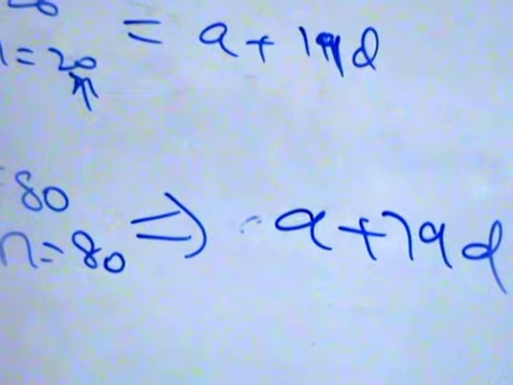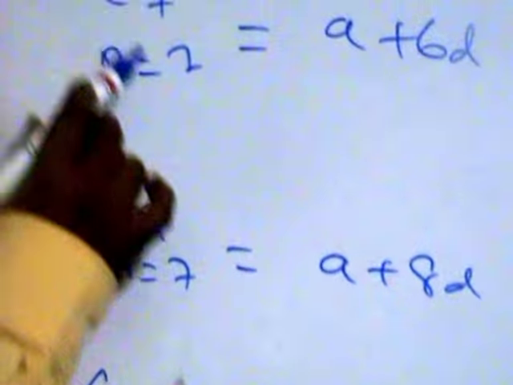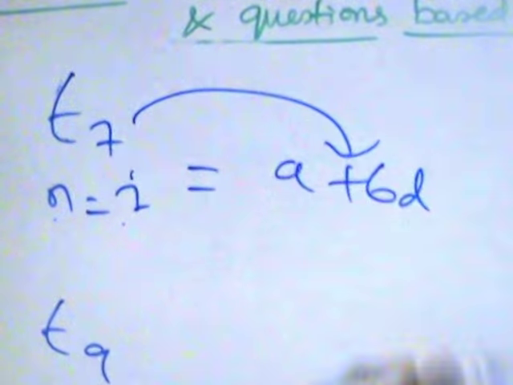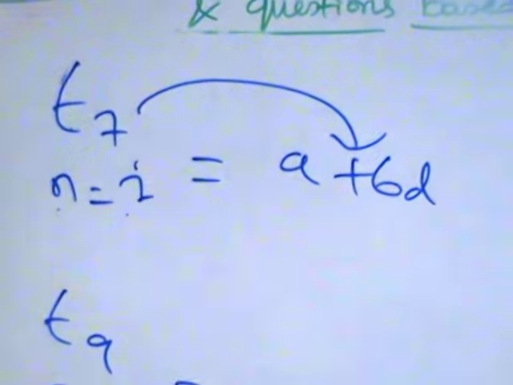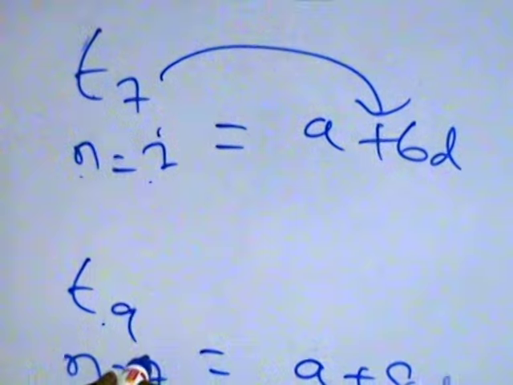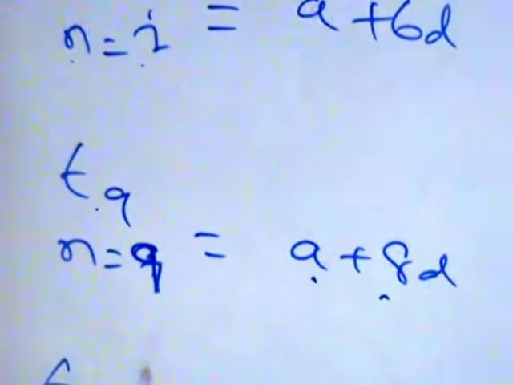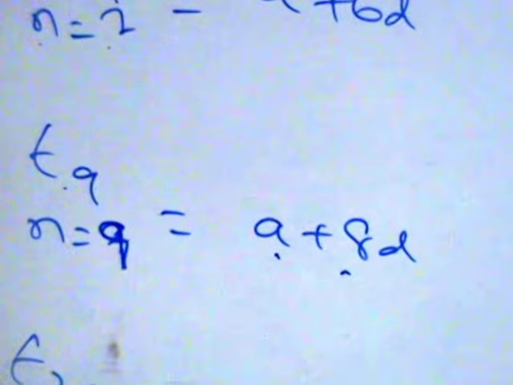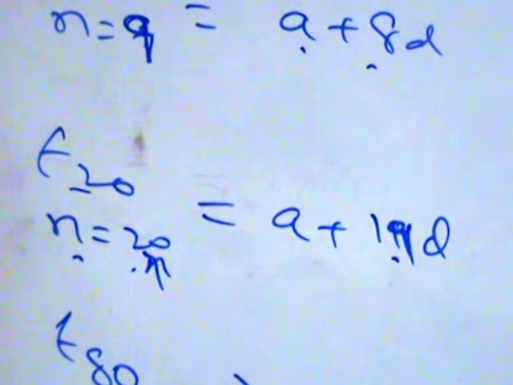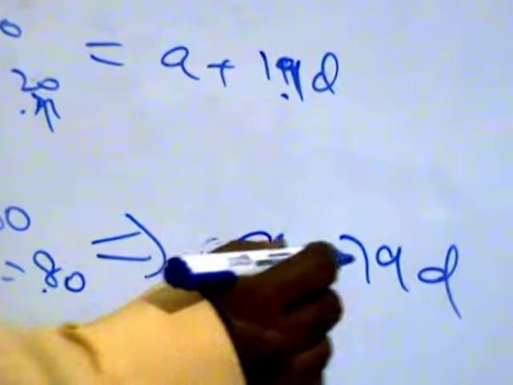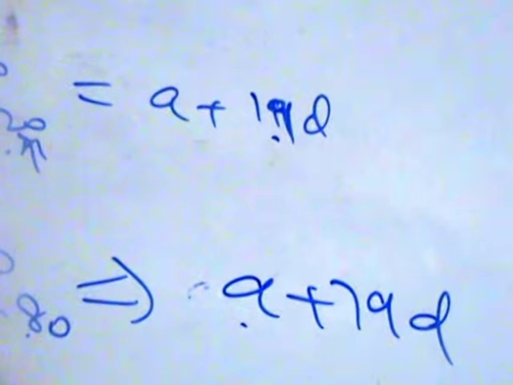Again I repeat this introduction. T7 means you must write n equal to 7. Straight away you must write the answer a plus 6d. One number you must reduce it. T9 means n stands for 9, a plus 8d. T20 means n stands for 20, you must reduce one number, a plus 19d. T80 means n stands for 80, you must write a plus 79d. Now we will go to the sums.